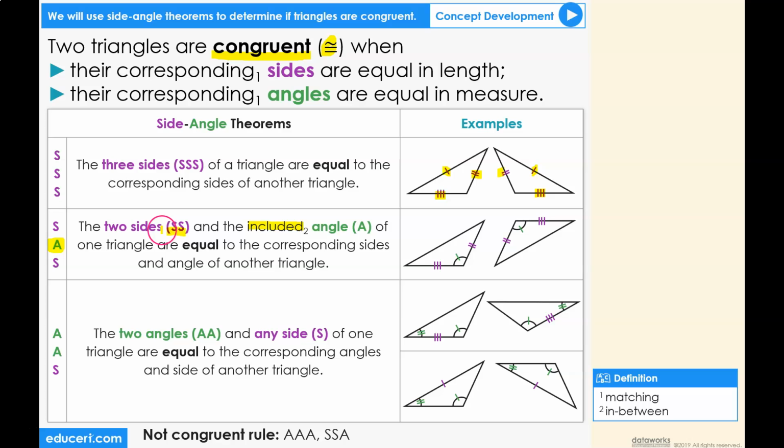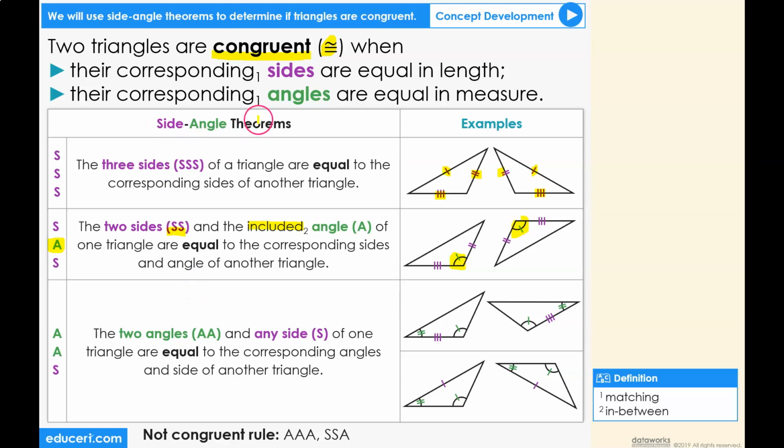It must be SAS. If you have two sides, then the angle must be between those two sides for this theorem to work. If you have two sides and only one of the other angles, then it is not enough to determine that these two triangles are congruent.